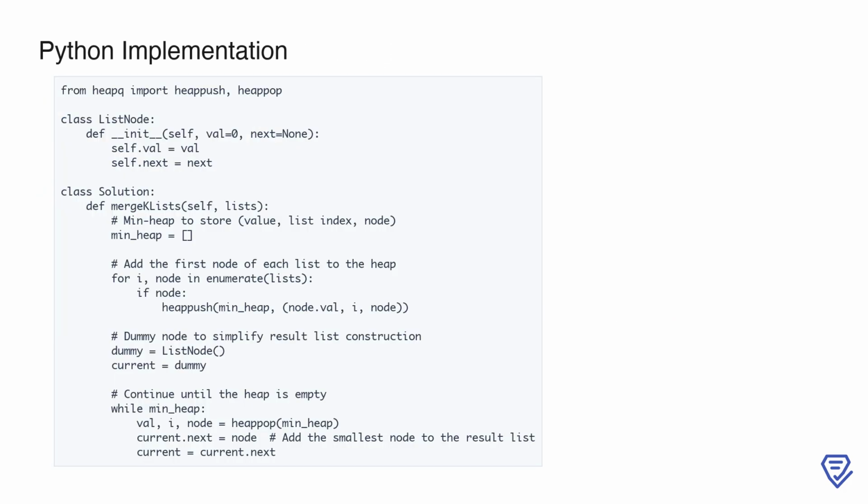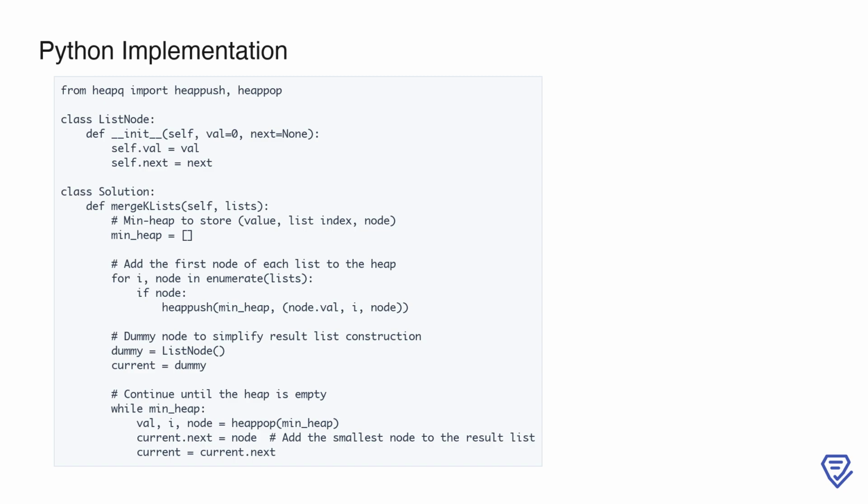To implement the solution for merging k-sorted linked lists, we start by importing the heappush and heappop functions from Python's heapq module. These functions help us manage a min heap, which is essential for efficiently retrieving the smallest element across multiple lists. Next, we define a ListNode class, which represents a node in a linked list. Each node contains a value and a reference to the next node. Then, we define the mergeKLists method inside the Solution class. The method takes a list of linked lists as input.